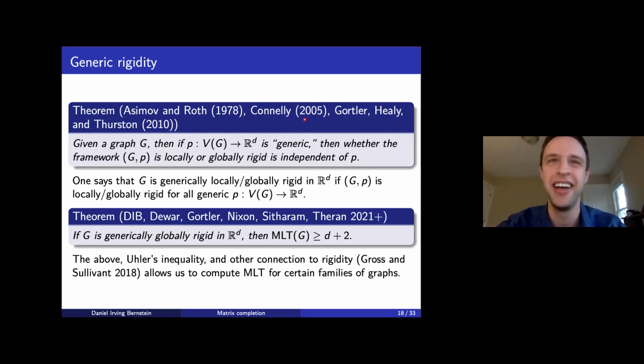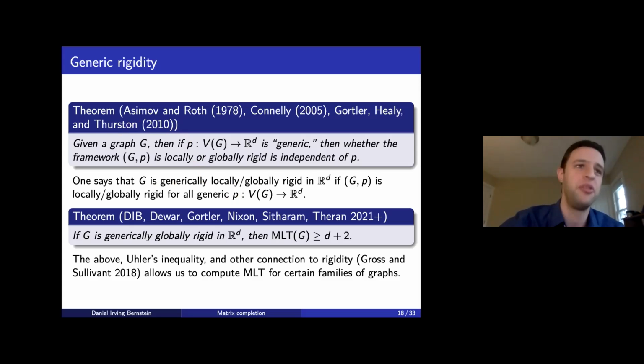The first paper was, in a sense, a sufficient condition for generic global rigidity, and then in this paper, they showed it was necessary. But anyway, this is just to give you a definition of what I mean when I say generically globally rigid.